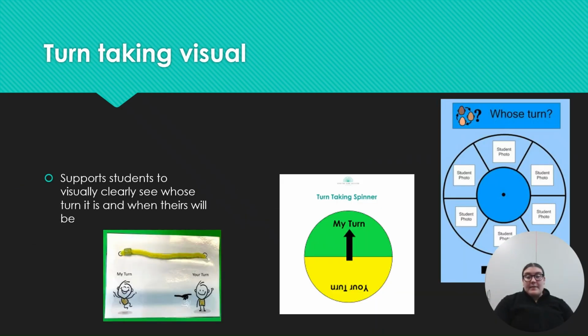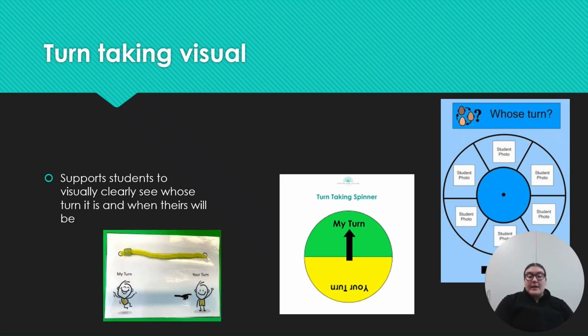Turn-taking visuals, these are really helpful for students who have difficulty waiting or even conceptualising the concept of it's not my turn, it's someone else's turn. So they can be as simplistic as this one in the middle with the round circle of my turn, your turn. This can be helpful for teaching. You might have a teacher's turn, your turn, for when you're modelling something and you want students to be attending to you versus when you want them to complete an activity themselves.